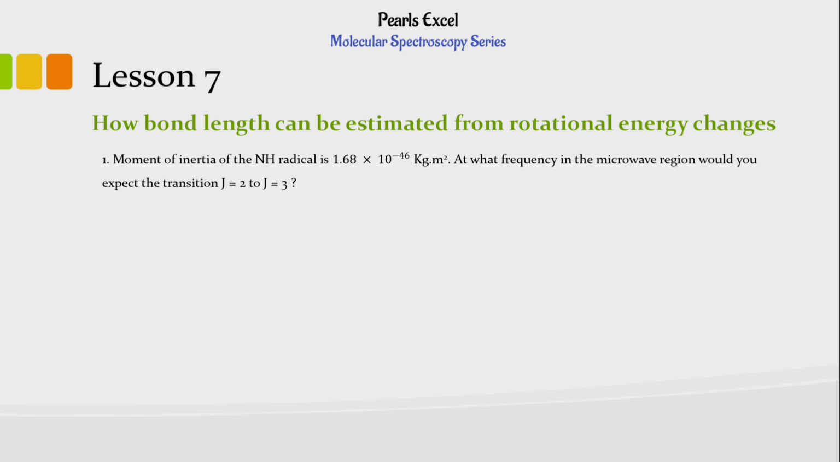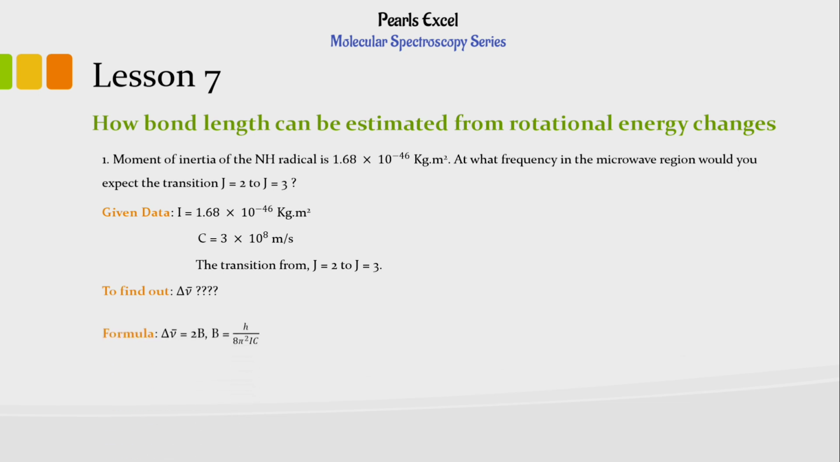First we write the given data, that is I value is given 1.68 multiply 10 to the power minus 46. We have constant value C equal to 3 into 10 raised to 8 meter per second. And the transition is mentioned J equal to 2 to J equal to 3. Later, identify what to find out. So we have to find delta nu bar. Then write the formula which we use to solve this numerical, and finally start with the solution.